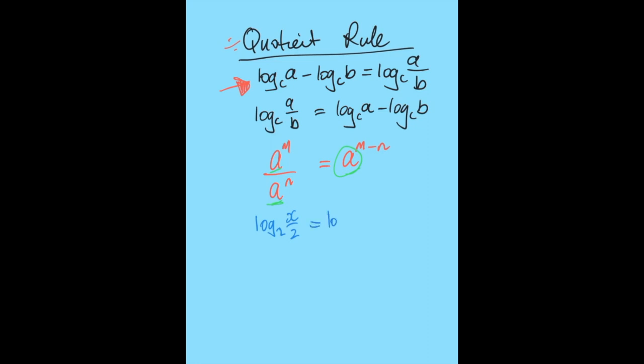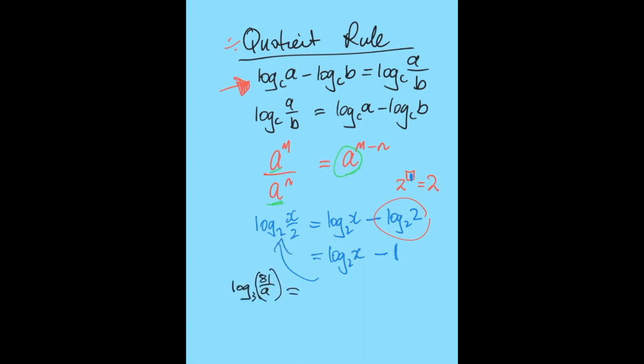Now that's going to equal log to the base 2 of x minus log to the base 2 of 2. But I can simplify that further, because what power of 2 will give me 2? And that has to be 1. So this is equal to log 2 of x minus 1. And that's the same thing.